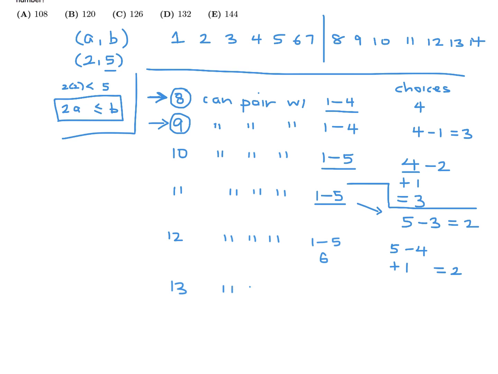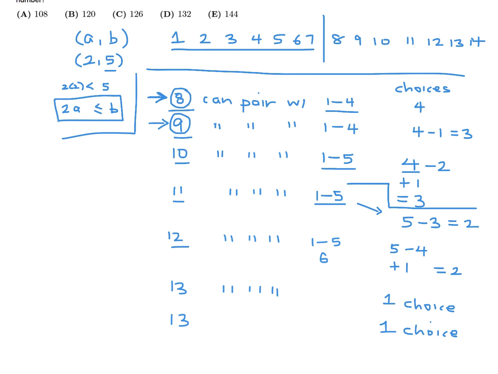Now the 13 can pair. We actually only have one choice left at this point, because 1, 2, 3, 4, 5 numbers have already been chosen from this group. So there's only 2 choices left. So 1 goes for the 13 and 1 goes for the 14. And that's it. I think that's it.